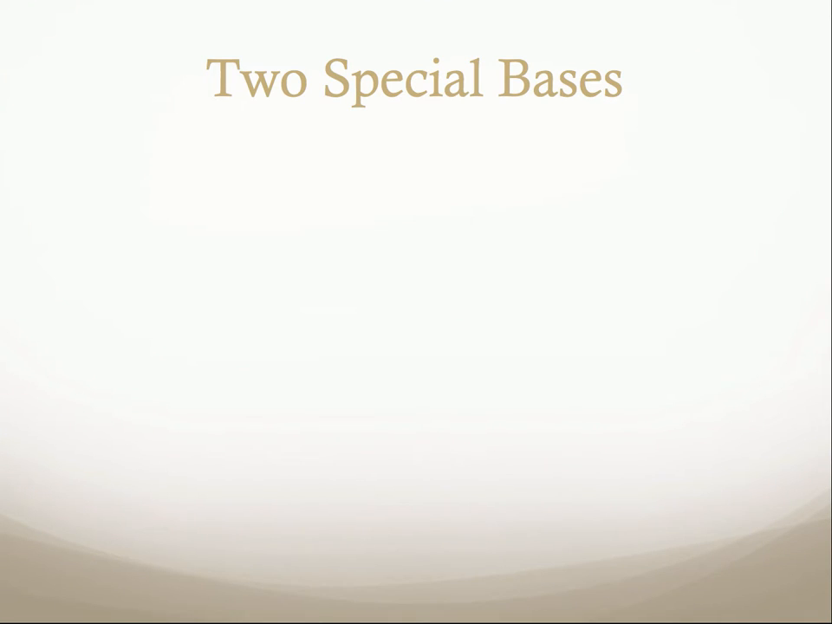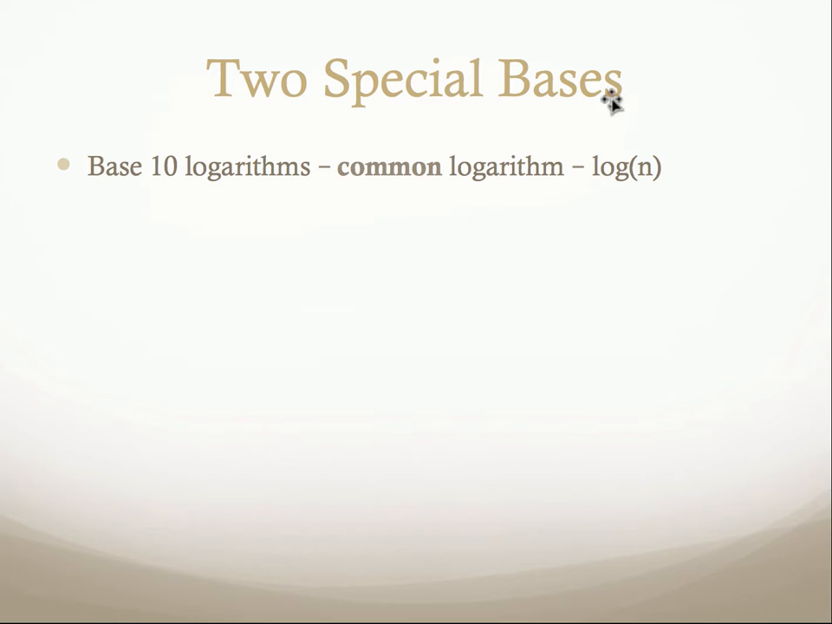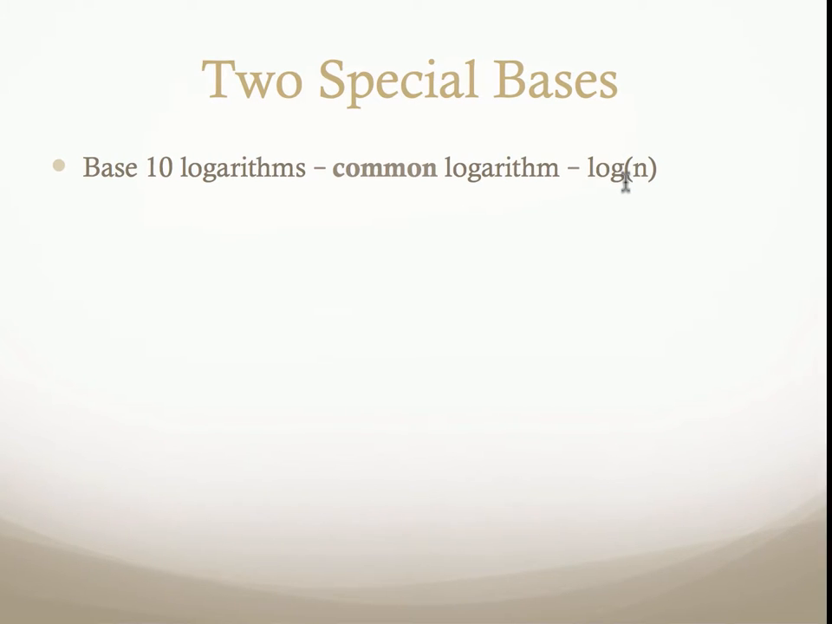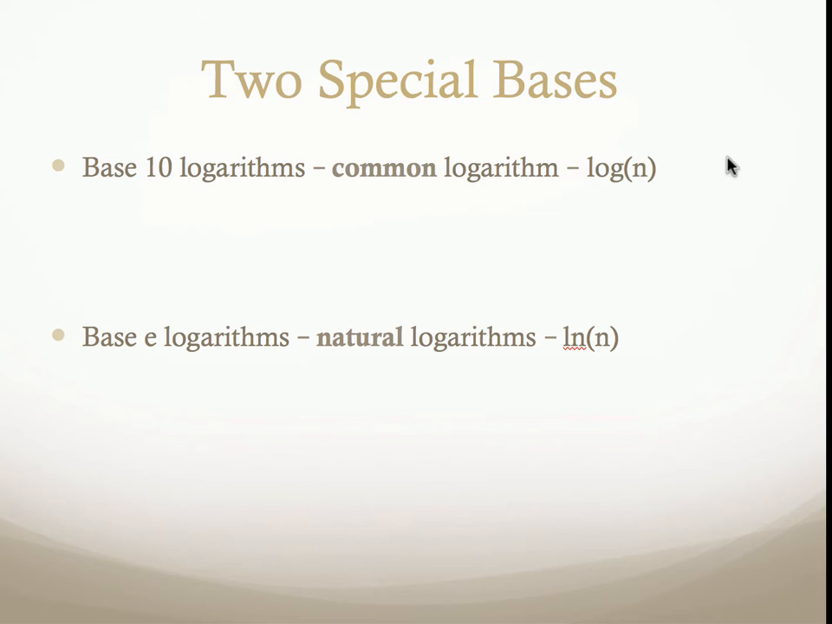There are two special bases in logarithms, and that's a base 10 logarithm, which is called the common logarithm, and it's just denoted as log of n, so the base is assumed to be 10 in this case, and the base e logarithm. If you remember from when we were talking about continuous exponential functions, e was a special base in that case as well. Base e logarithms are called natural logarithms, and they're notated as ln of some argument or some number.